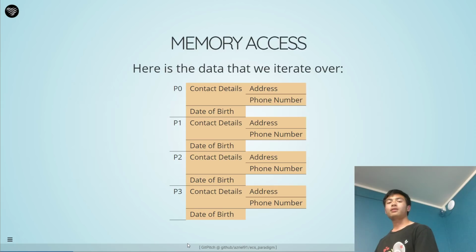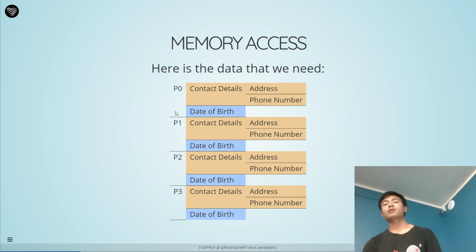So in memory, this is the data that we iterate over. You can see here on the left, the P0, 1, 2, 3, those represent different instances of a person, and the cells on the right represent the data that you fetch for each person. For calculating the average age, we only need the date of birth, because you need your now minus date of birth, and then that gives you your age.